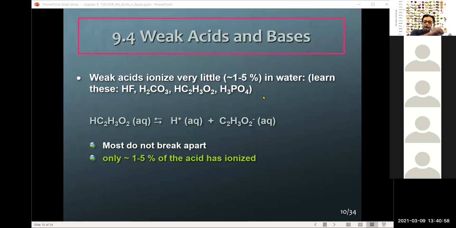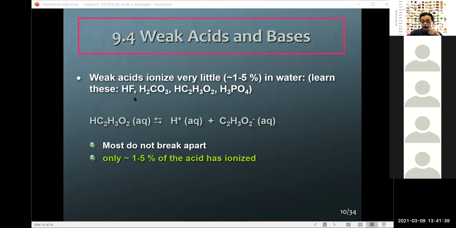Now, on the other end of the spectrum, we have what are called weak acids and weak bases. The only difference between the two, they're both acids, they're both bases. The difference is the amount of ions that are produced. The strong ones produce 100%. The weak ones produce much less, 1 to 5%. Okay, it still produces the ions, but the majority of the ions are still held together as a unit. Some examples are those. First one is HF.